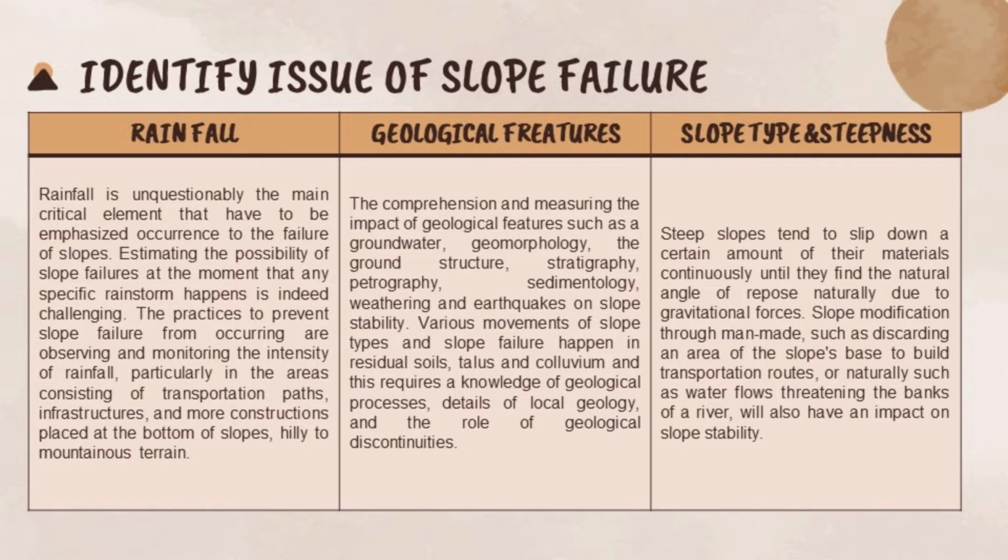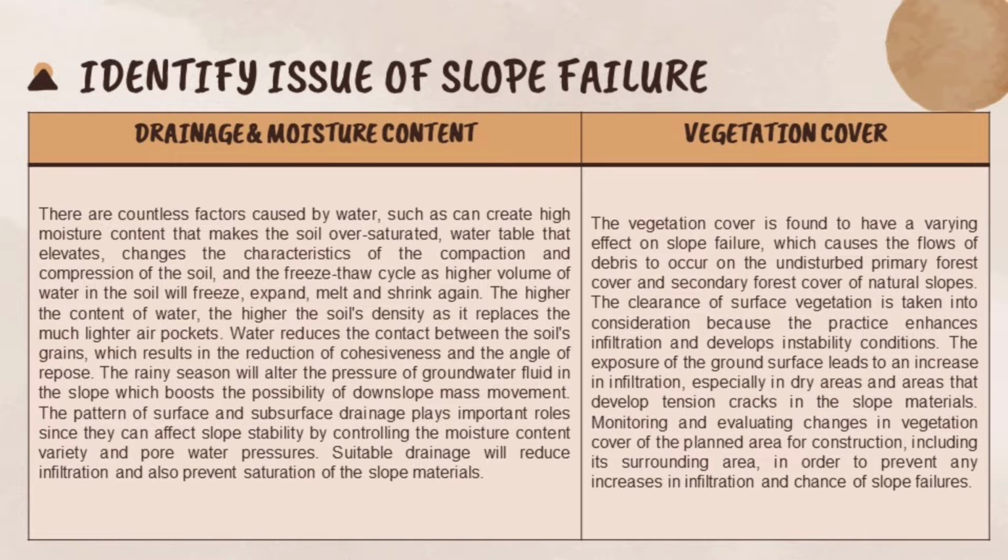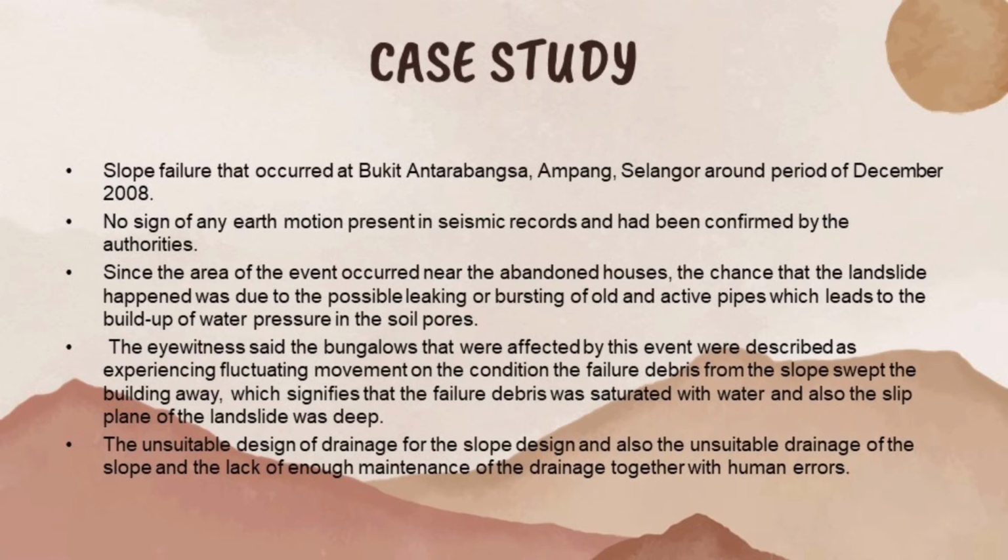Issues of slope failure are rainfall, geological features, slope type and steepness, drainage and moisture content, and lastly vegetation cover. Lastly is our case study. Slope failure that occurred at Bukit Antarabangsa, Ampang, Selangor around the period of December 2008.